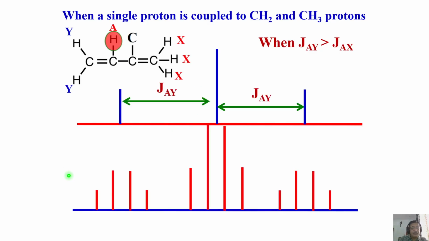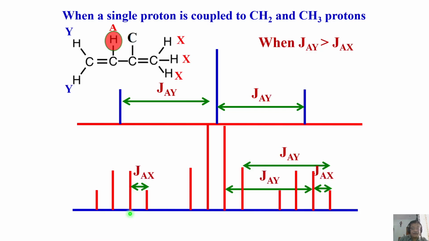The first one is a larger coupling. This is JAY, this is JAX. This is a quartet, a smaller coupling. This gives you AX coupling. What do you call this pattern? What is the larger coupling? Triplet. Smaller coupling? A quartet. So it is called triplet of quartets. Triplet of quartets.